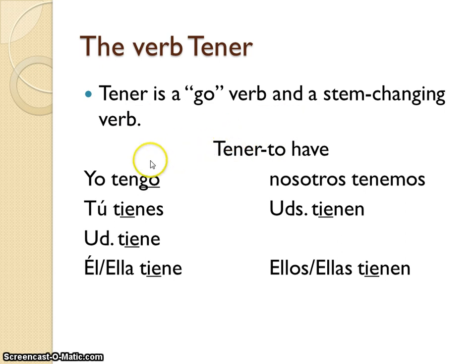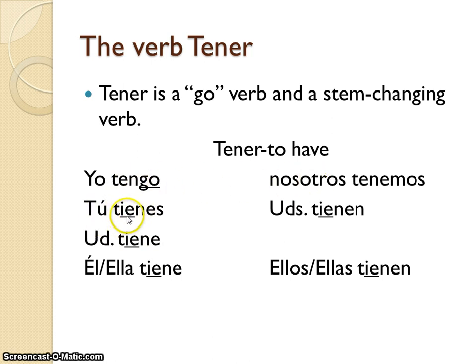So first of all, tener means to have, and the yo form is yo tengo, so that's where it's a go verb. But it's also a stem changing verb. You got to remember that verbs have two parts. You have the ending, er. You take that off, and everything that's left, the ten, is the stem. Well, this e is going to change its spelling to ie in the other conjugations of tener, except for the yo and the nosotros form.